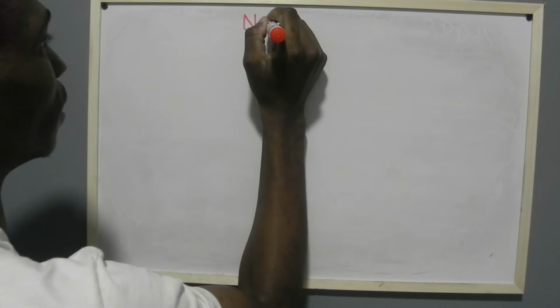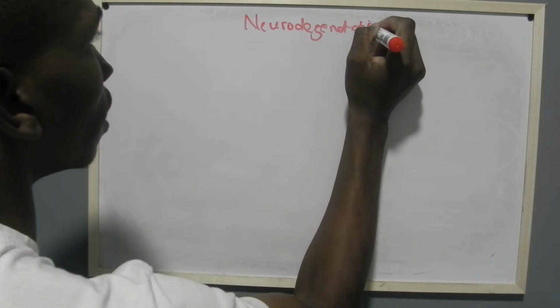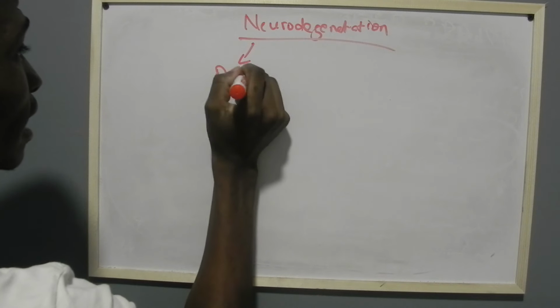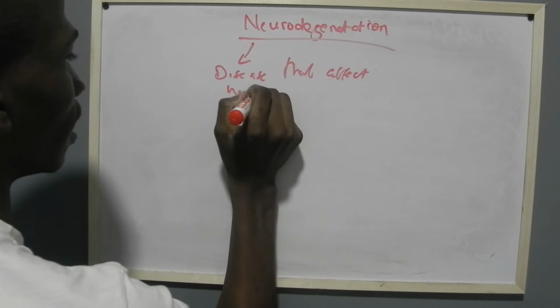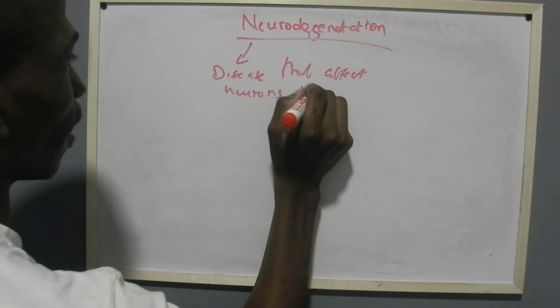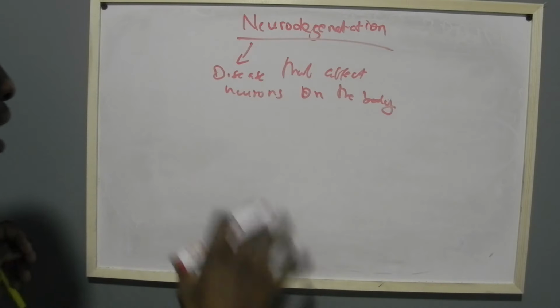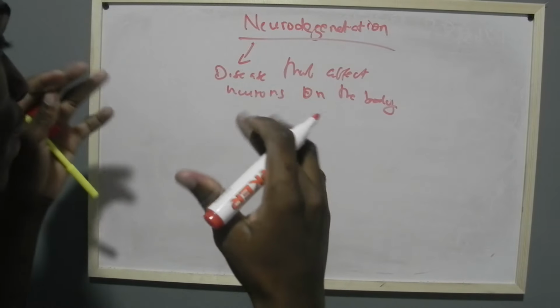Let us move on to neurodegeneration. Neurodegeneration is a disease that affects neurons in the body. Remember that neurons are the ones that are able to transmit information around the whole body.